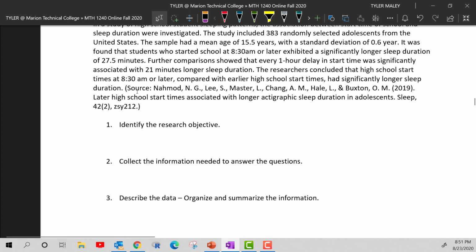So after reading that, you should have read this little blurb about a statistical study that was done. So for number 1, identifying the research objective, I think I'm going to highlight this in yellow.